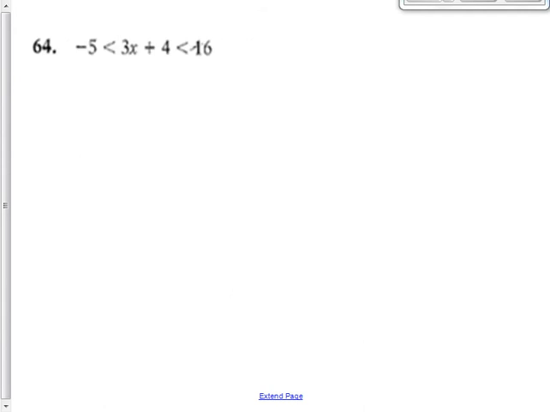Number 64 here, this is just a different version of an AND problem. So there's two ways that you can do these types of AND problems here. Okay, and so we'll do this one by separating this into two different problems. Okay, and the first one, let's throw our shade on here. The first one here is a nice friendly equation.